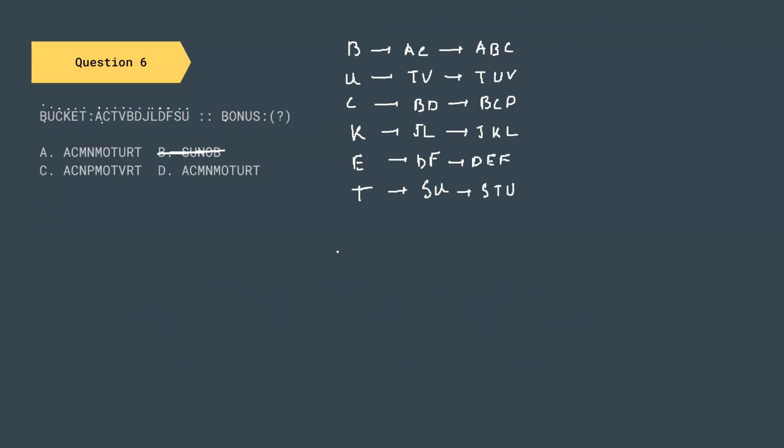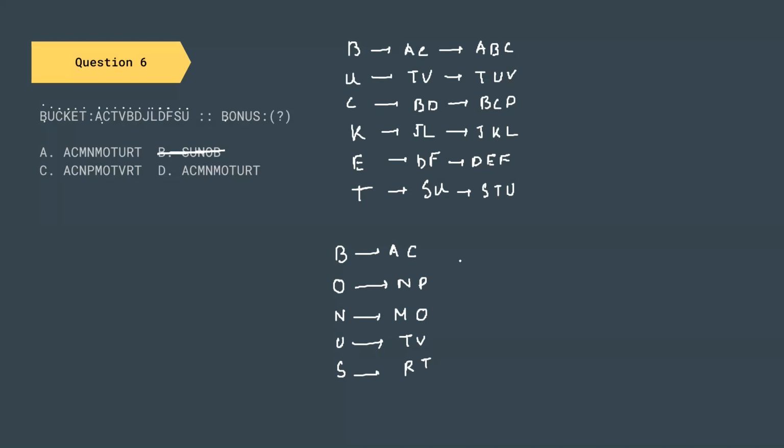So using this only, we can encode bonus. So we have B, O, N, U, S. B preceding is A, succeeding is C. O preceding is N, succeeding is P. And for N, preceding is M, succeeding is O. For U, it is TV, and for S, it is RT.